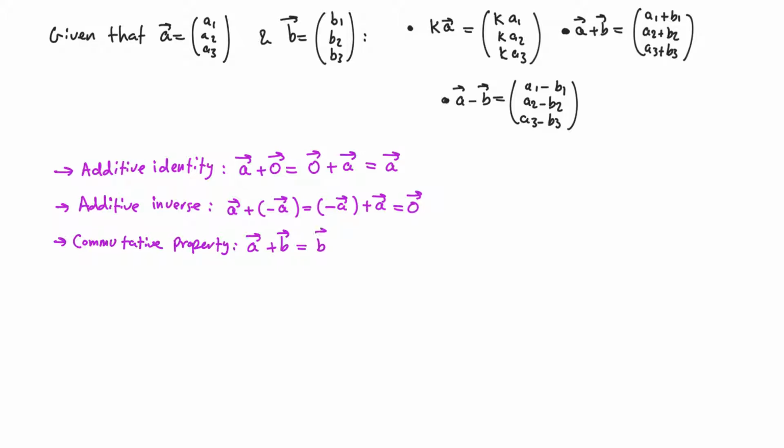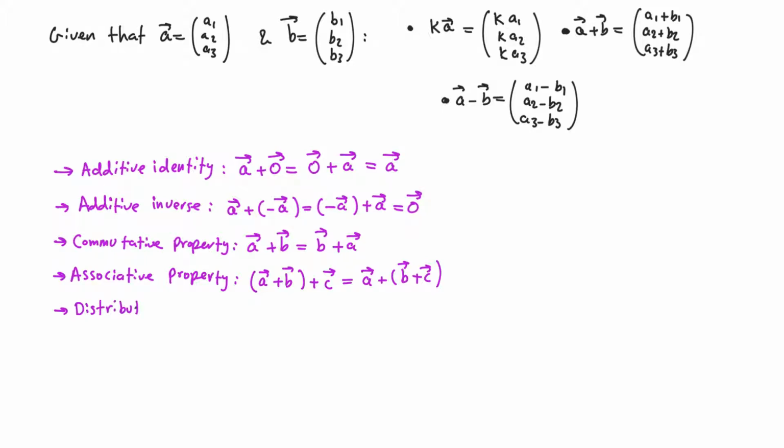The next property is the commutative property, and that says if we add vector b to vector a, that's the same as adding vector a to vector b. So for example, vector 2, 2, 2 plus 1, 1, 1 will give us 3, 3, 3, and if we add 1, 1, 1 plus 2, 2, 2, we will still get 3, 3, 3. The associative property says that if we add three vectors, a plus b plus c, it doesn't matter whether we put the brackets on a plus b or b plus c. The distributive property says that if we multiply a scalar value k by vector a plus vector b, it's equivalent to scalar value k multiplied by vector a plus the scalar value k multiplied by vector b.